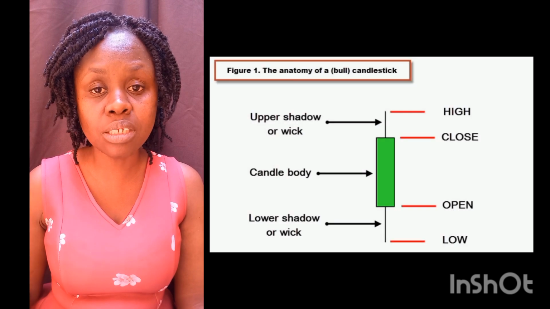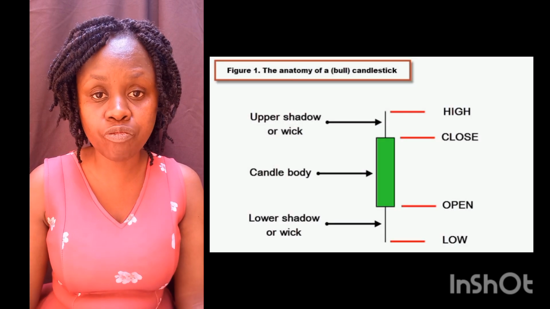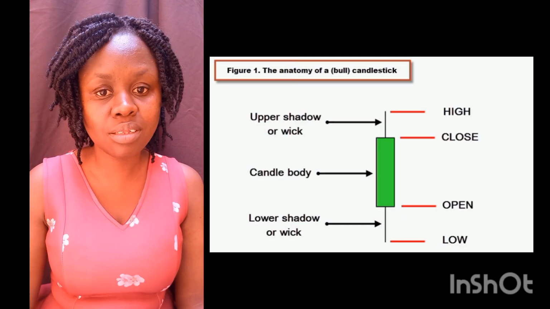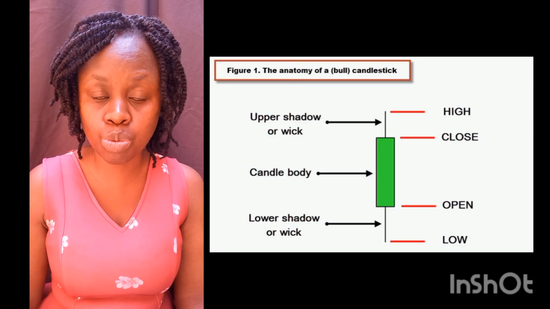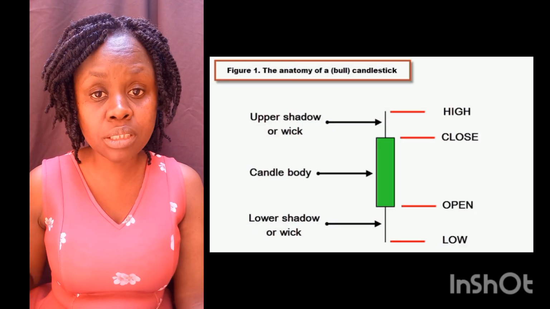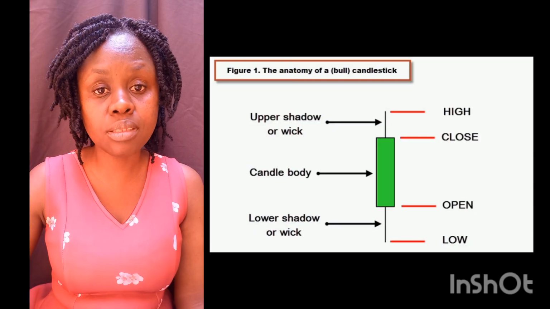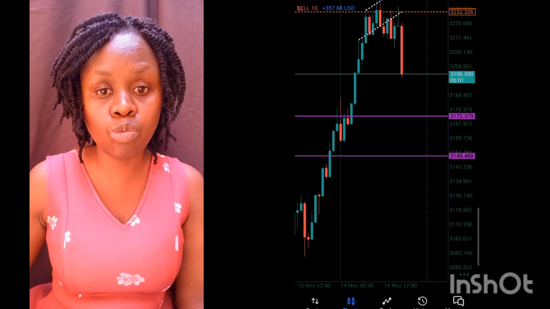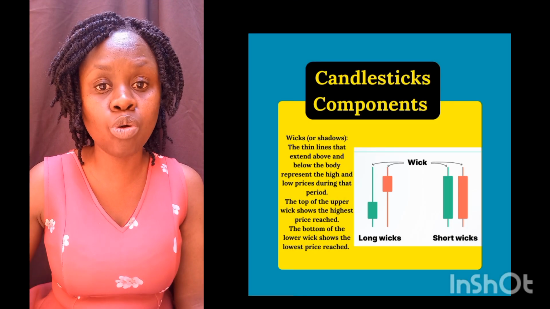So a bullish candlestick is exactly the opposite of the bearish candlestick. It's denoted by a blue color. The color is personal. Remember, you choose whatever color you want to denote your bullish candlestick. So it opens at the bottom and closes at the top. You will see in these candlesticks that you can have those lines that just come on top of or below the candlestick. These are called wicks.